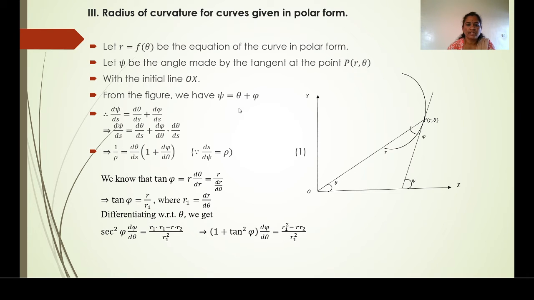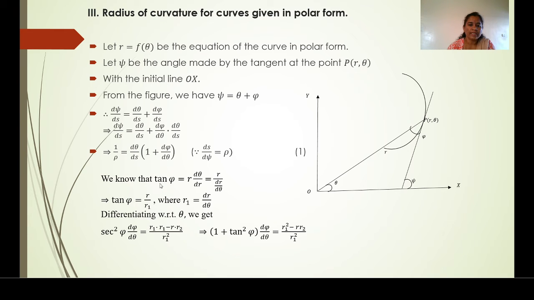Next, differentiate with respect to the arc length s. dψ/ds is equal to dθ/ds plus dψ/ds. Then dψ/ds is equal to dθ/ds plus dψ with respect to the angle θ, dψ/dθ into dθ/ds. Again, dψ/ds is 1 by rho, which is equal to, taking dθ/ds common, dθ/ds times (1 plus dψ/dθ).